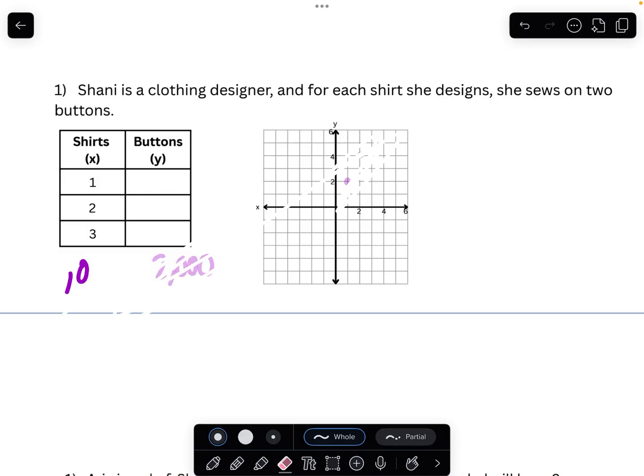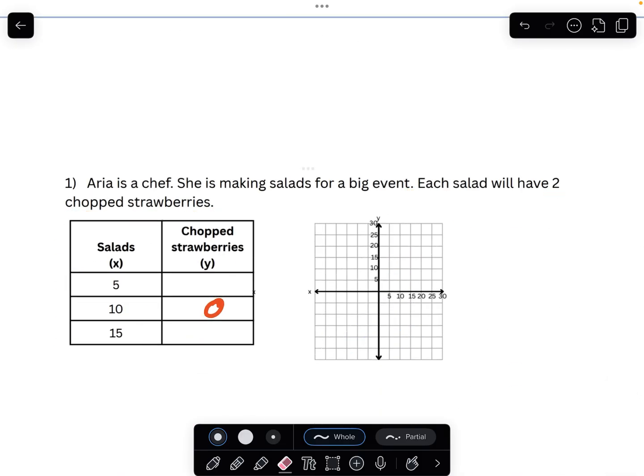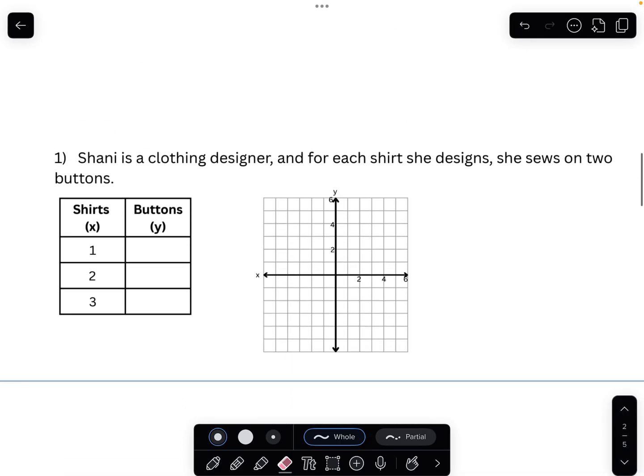I'm going to erase this writing that I had before. Oh, I have all this writing that I did before. Let me erase it all. Don't want to confuse you guys.